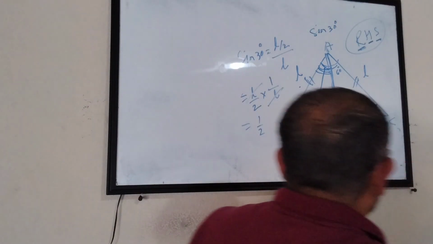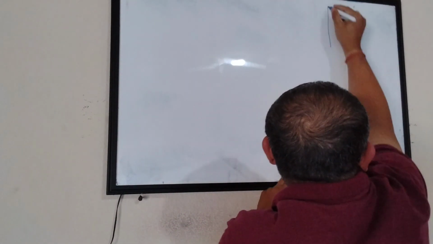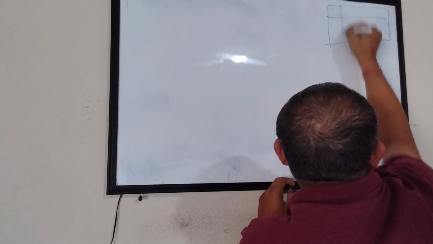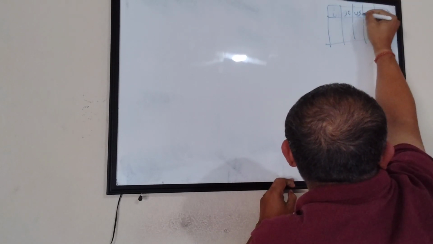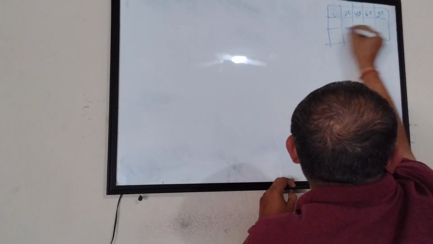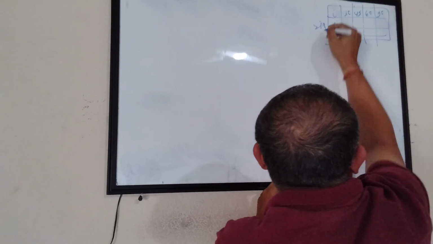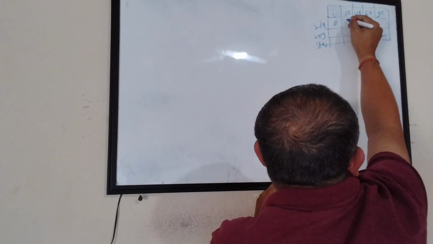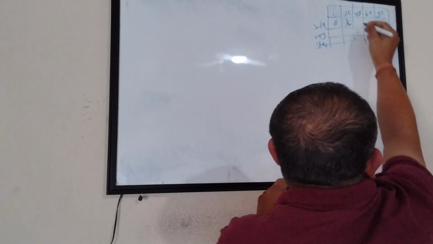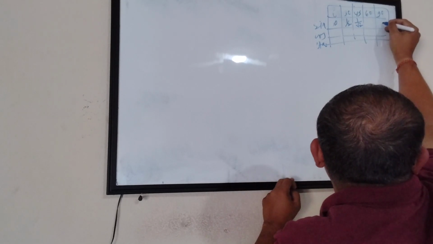So now see my confidence level. In this table we have 0, 30, 45, 60 and 90, with sine and cos. Sine 0 was 0, we found out. Sine 30 equals 1 by 2, we found out. Sine 45 is 1 by root 2, that also we found out. Sine 90 we have not found out.